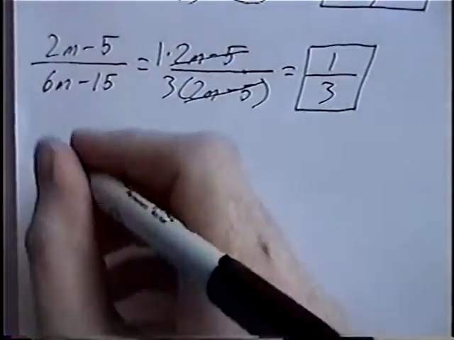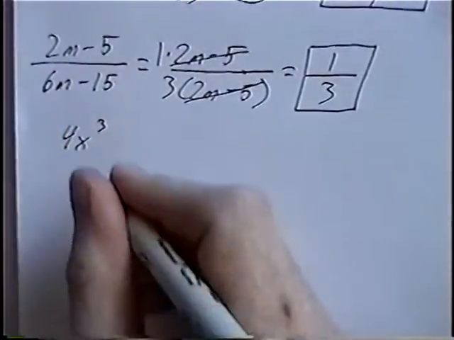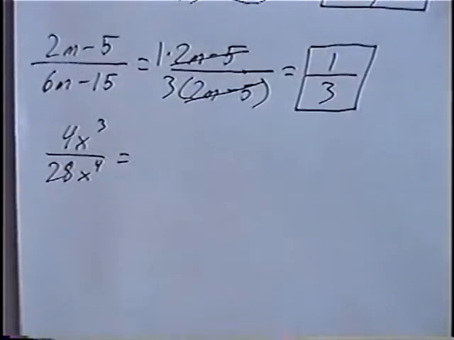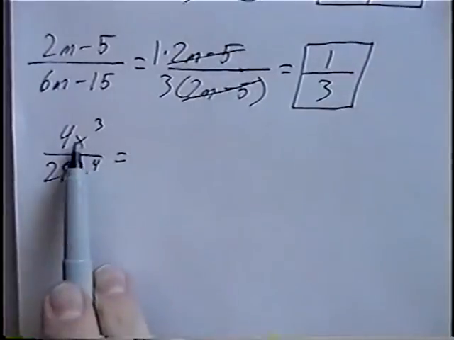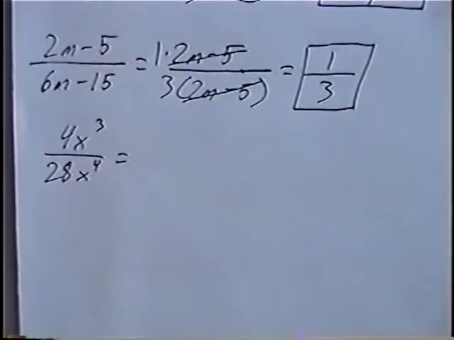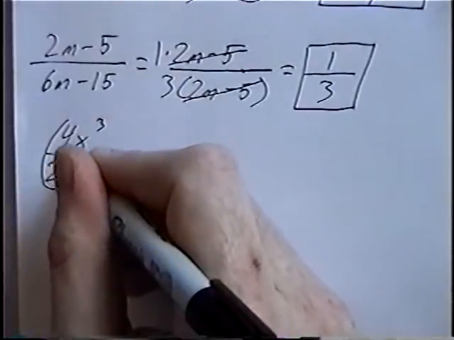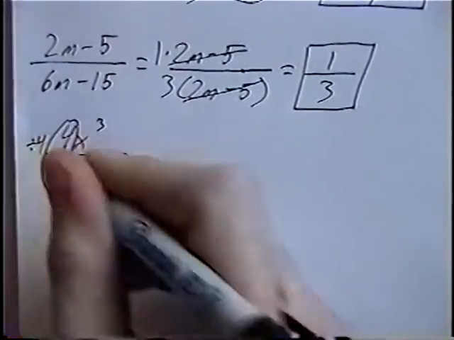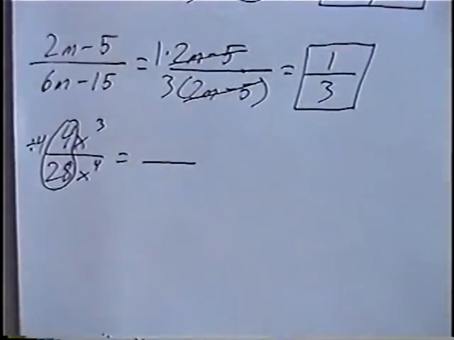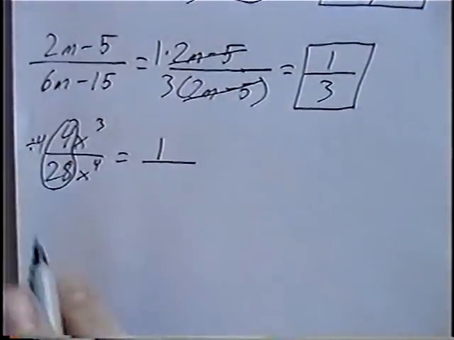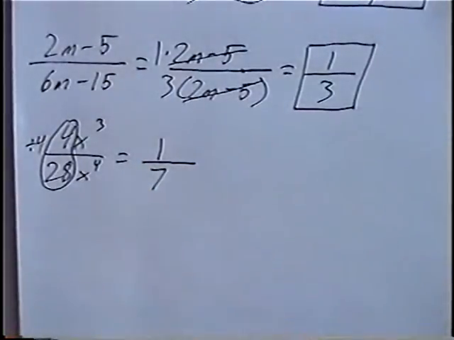And last question for the section. 4x to the third divided by 28x to the fourth. In this question, there's just one term in the numerator and one term in the denominator. There's no term separated by a plus or minus sign. So in that case, we can't factor, but we can reduce right from the beginning. In this case, we have 4 and 28. Each of those numbers we can divide by 4. 4 divided by 4, we can put 1 on top of the fraction, and 28 divided by 4 would be 7 on the bottom of the fraction.